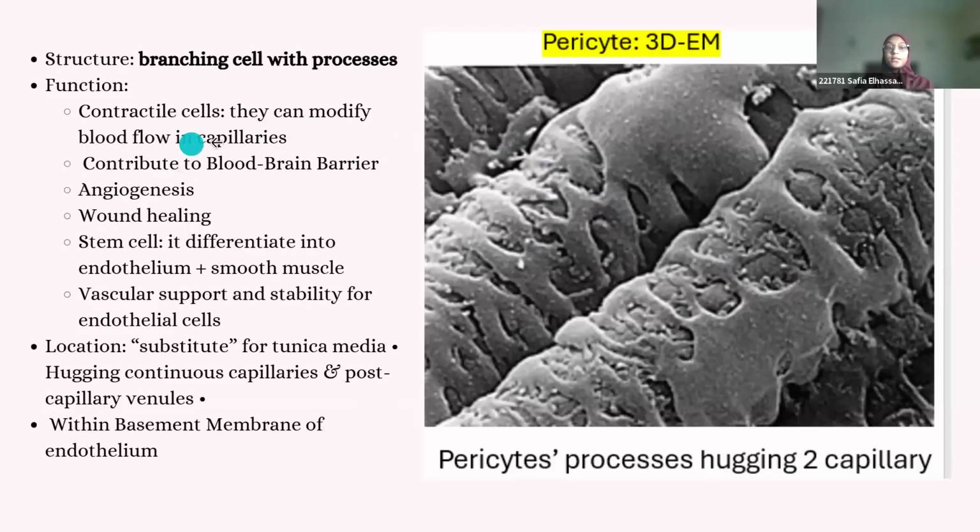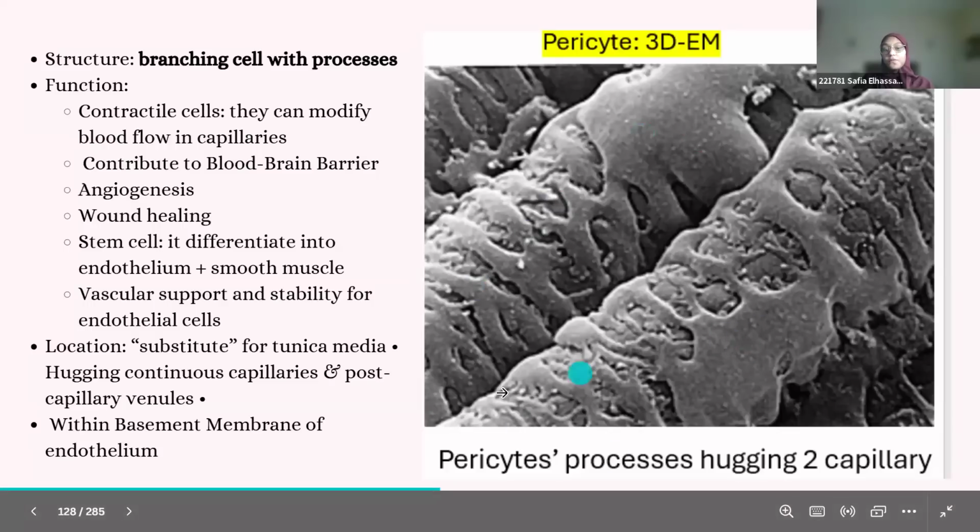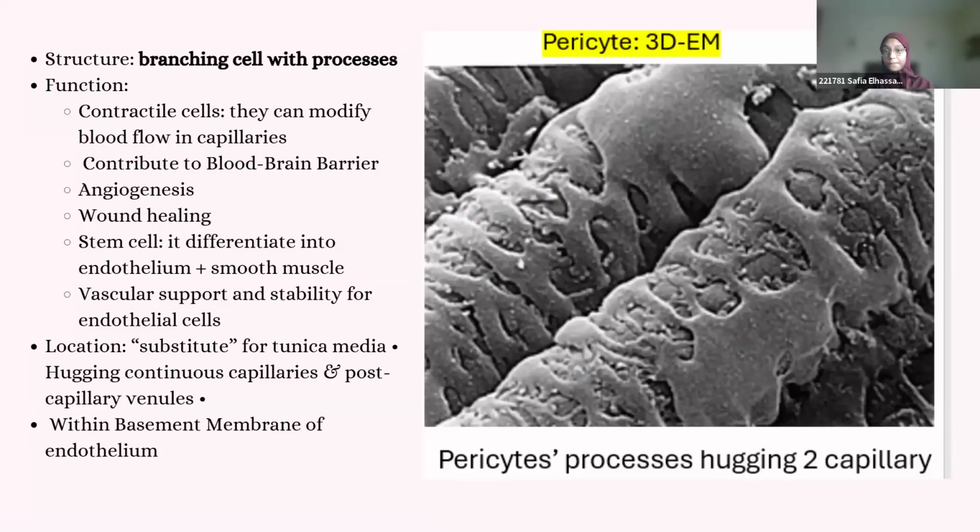They contribute to the blood-brain barrier, which, if you're unfamiliar with this, is basically the barrier in your brain between the blood and the brain tissue. And it's very, very important that it does not leak at all. So it's very important to have capillaries that don't leak in the blood, in the brain. It also helps with angiogenesis. So angiogenesis is just the formation of new blood vessels and wound healing. And you would typically find these within the basement membrane of the endothelium, where you would normally see a tunica media.